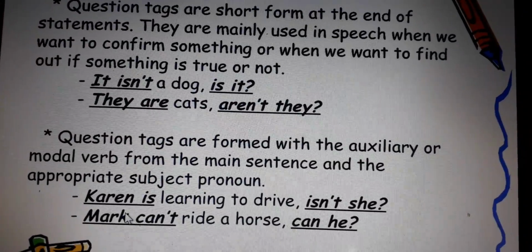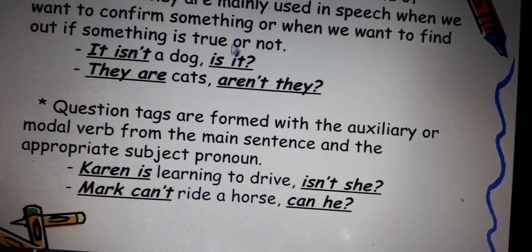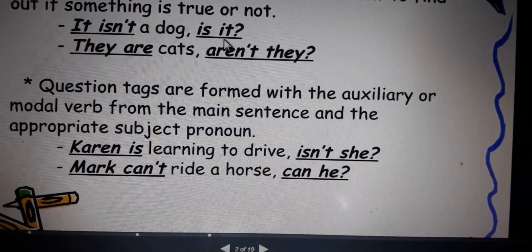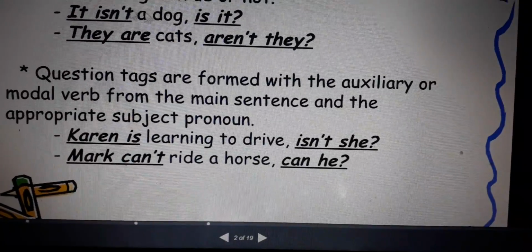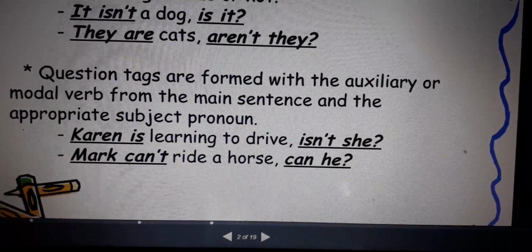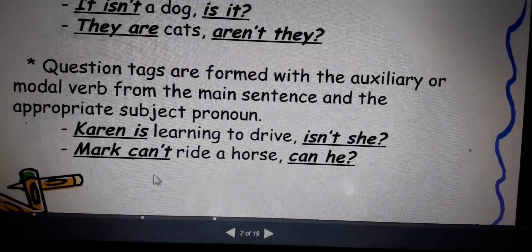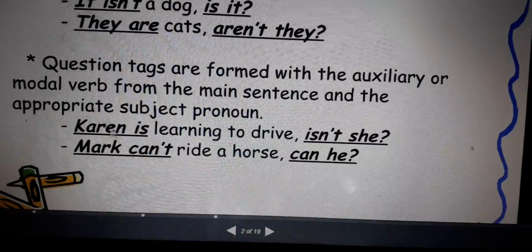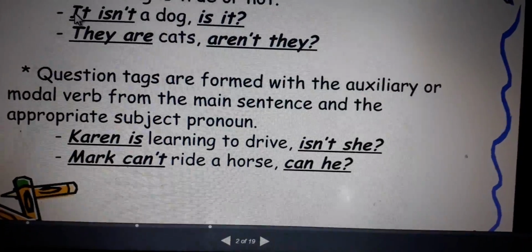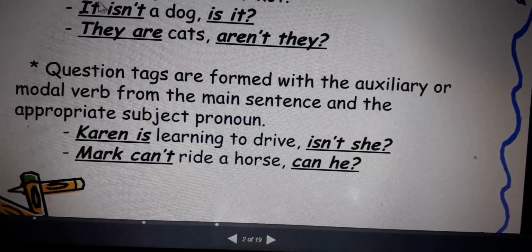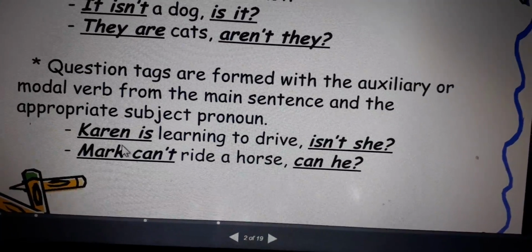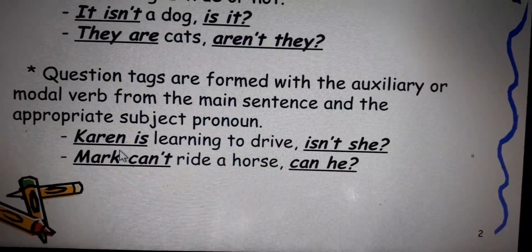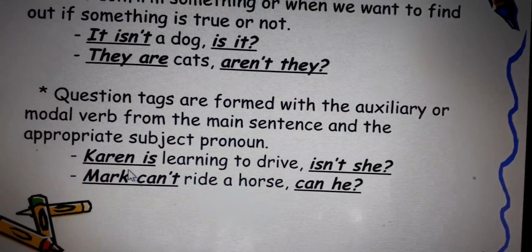So what you have learned: question tags are the short forms which are used at the end of the statement, and they are mainly used for confirmation of whether the given statement is true or false. Then question tags are formed by the helping verb or modal verb from the main sentence and the appropriate subject pronoun. If a pronoun is already there, we are going to use the pronoun as it is, and if a name is mentioned, we are going to write the appropriate subject pronoun. Is it clear? Okay, let's move on.